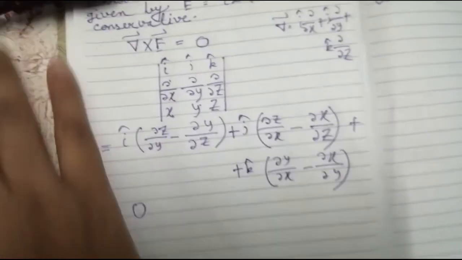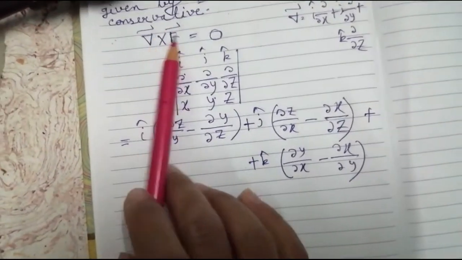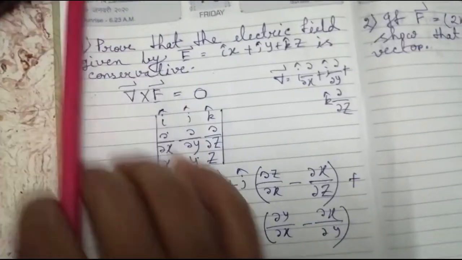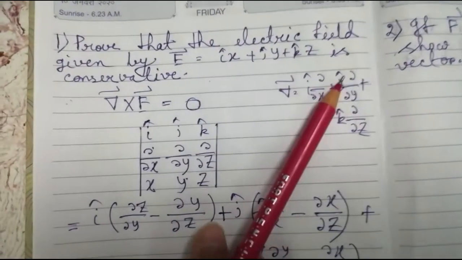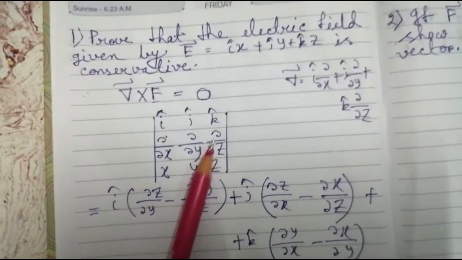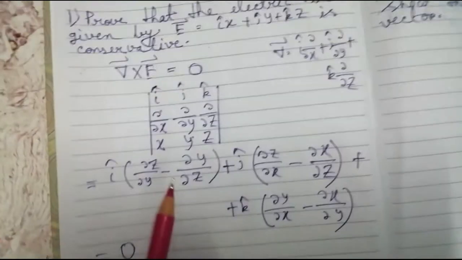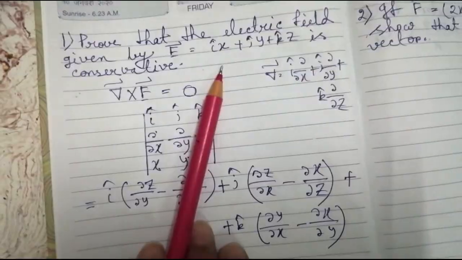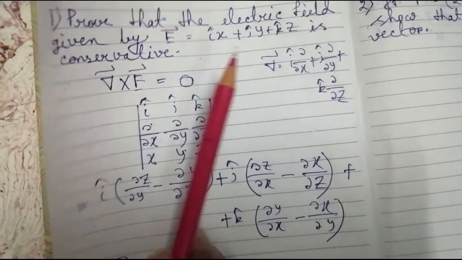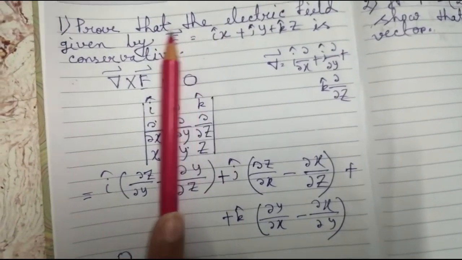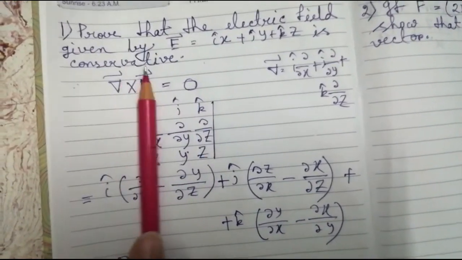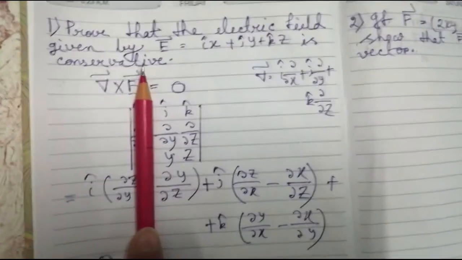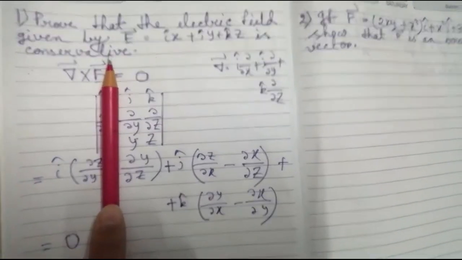So if we do this derivative, then finally the cross product we are getting is 0, and the question was we have to prove whether the electric field E is conservative or not. Since you are getting it as 0, we can see that E is nothing but a conservative electric field. In the discussion I will show you that the curl of the electric field is always 0, meaning it is conservative. This is a property of the electric field that I will prove in the theory class.